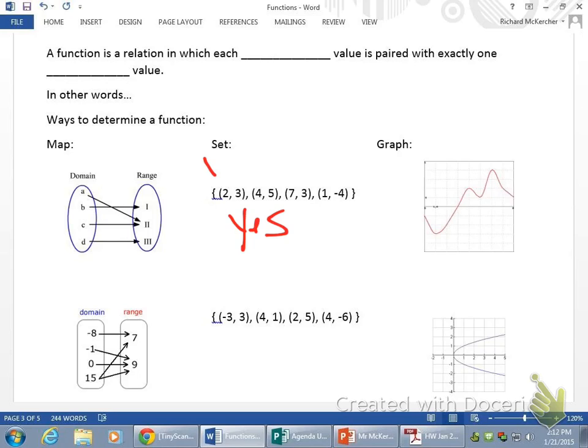Alright? But on the bottom, when I look at these, if I press -3, I get a 3. But what happens right here? If I press a 4, I get a 1. But over here, if I press a 4, I get a -6. How can I get two different values when I press the same one?